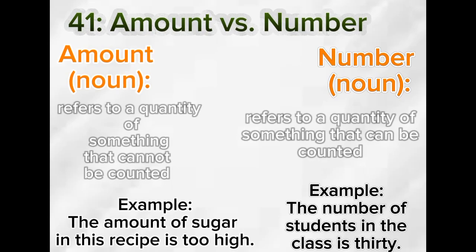Alright, let's clarify amount and number. Amount is used for uncountable nouns, referring to a quantity of something that cannot be counted, like, the amount of sugar in this recipe is too high. On the other hand, number is used for countable nouns, referring to a quantity of something that can be counted, like, the number of students in the class is 30. So, use amount for uncountable things and number for countable things. Easy, right? Great.